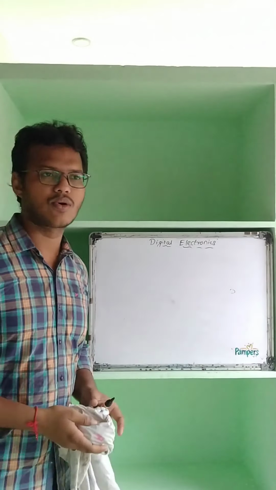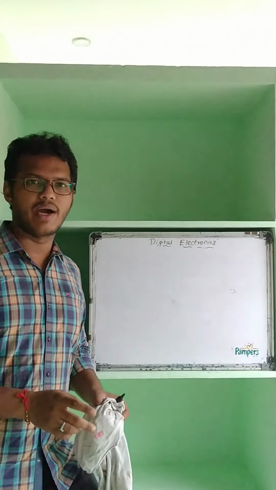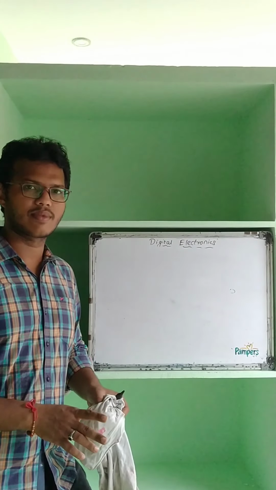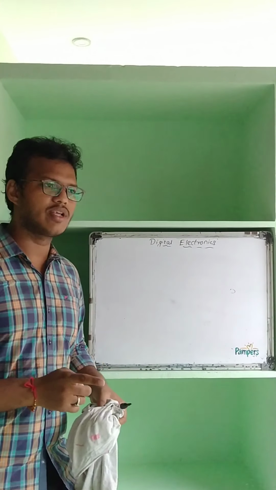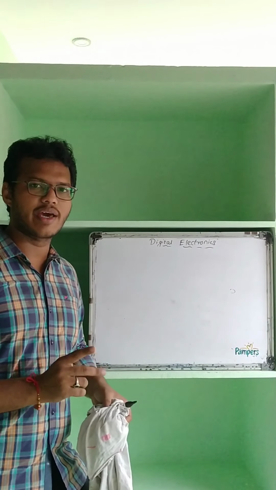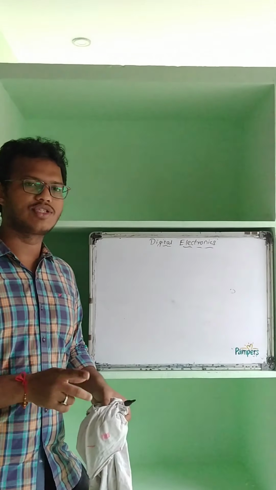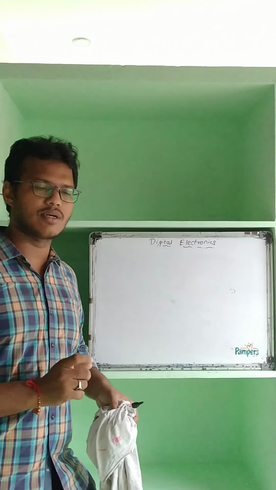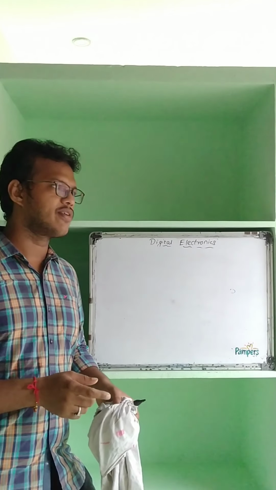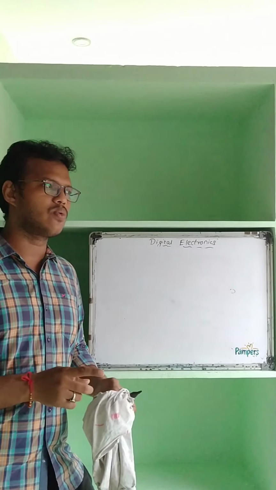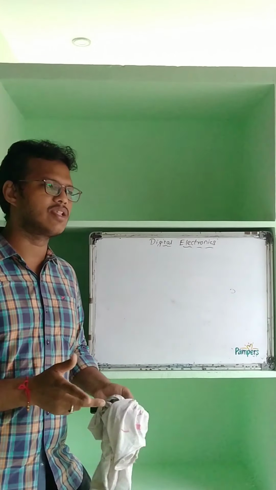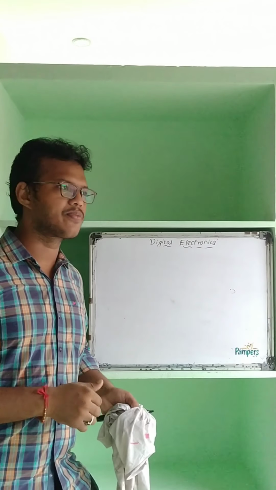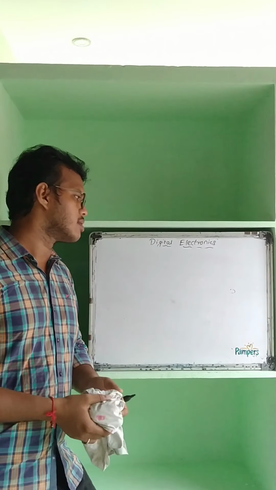So far we have discussed binary addition and binary subtraction. In binary addition, if you add 0 plus 0, the sum is 0, carry is 0. If you add 0 plus 1 or 1 plus 0, the sum is 1 and carry is 0. If we add 1 plus 1, the sum is 0 and the carry is 1.